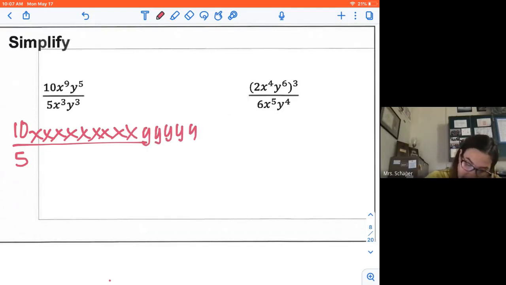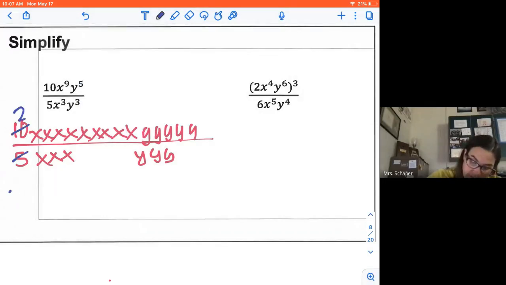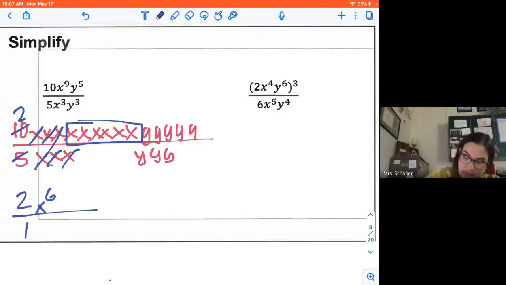So I'm writing it all out right now. All right, here we go. 10 and 5, I can simplify those. So I've got 2 over 1. Then I can cancel out my x's. So I end up with x to the 6th on top. Cancel out my y's. Y squared on top. So there's my answer.